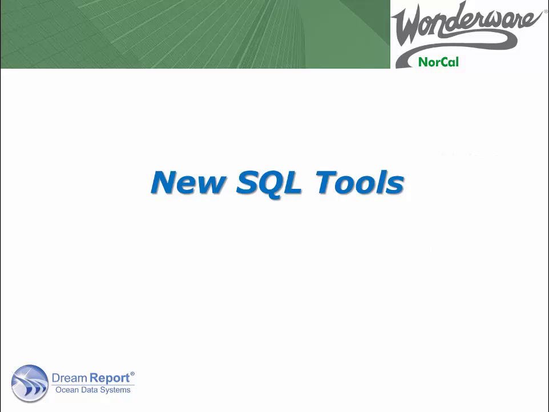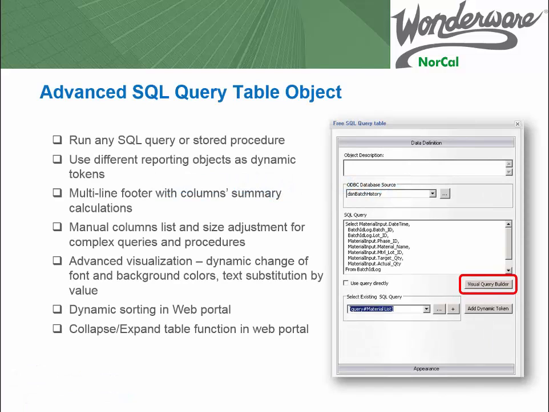We've implemented several new features relating to SQL and database-focused reporting. With these new SQL tools, we bring the same power and ease of use that our customers enjoy with using Dream Report for industrial and process-based reporting. The SQL query table allows you to run any SQL query or stored procedure and display the results in a highly configurable tabular format. Queries can be static or can be dynamic using dynamic tokens, as we'll show in a later slide. Column captions can be changed, field widths adjusted, and multiple sort orders can be set.